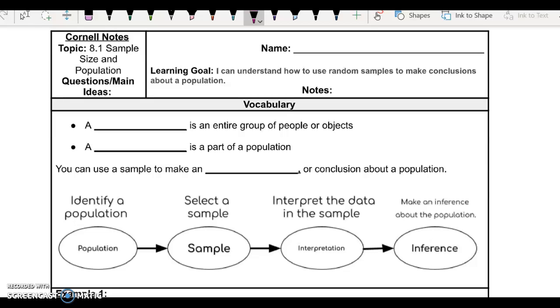So we are starting 8.1, which is sample size and population. Our learning goal is to understand how to use random samples to make conclusions about populations. So first we need to understand a few terms. A population is an entire group of people or objects. A sample is a part of a population. You can use a sample to make an inference or conclusion about a population.